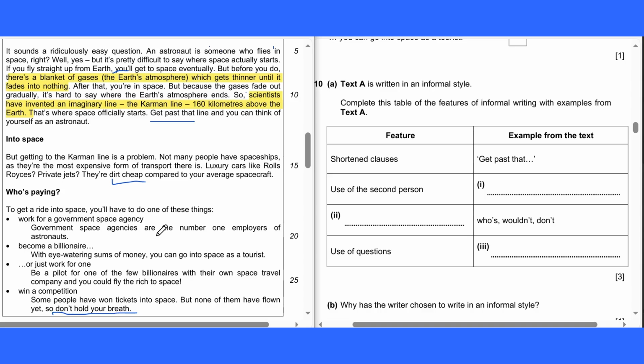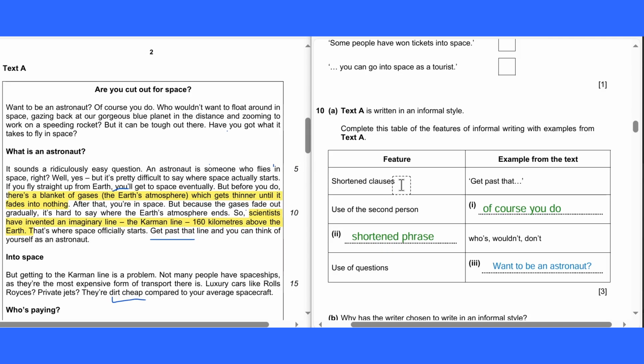Okay, let's review the answer. If you have not finished, you may pause this video, guys. Okay, here we go. So shortened clause is done. Use of second person: of course you do. So it's in here. Second person, you. Now the shortened phrase is whose, wouldn't, don't.